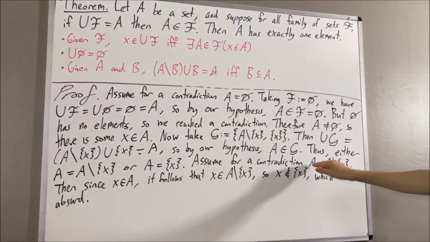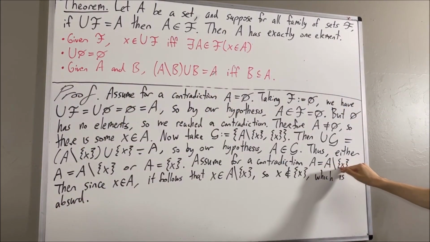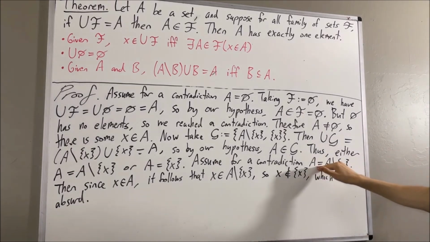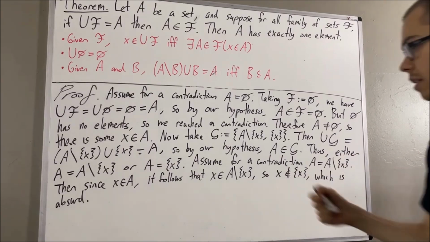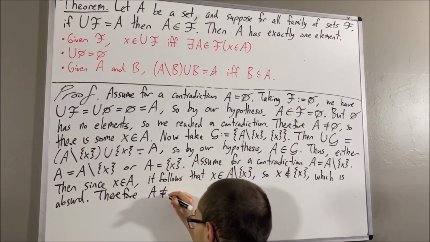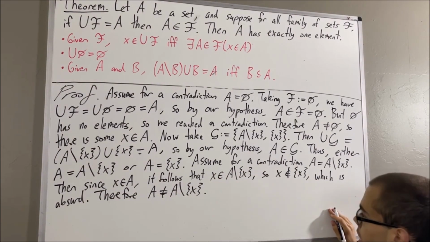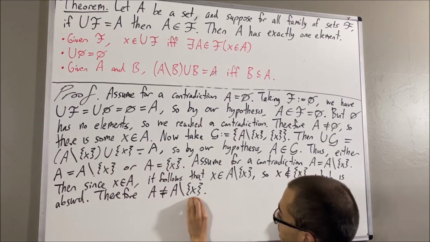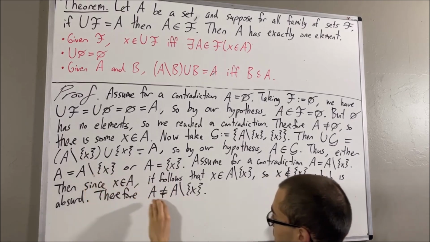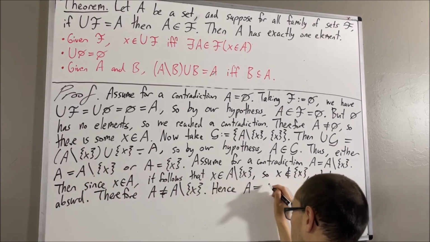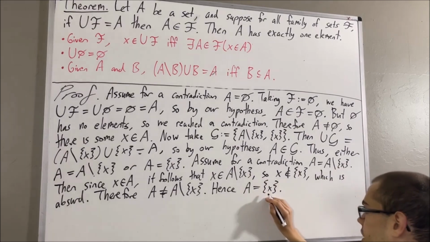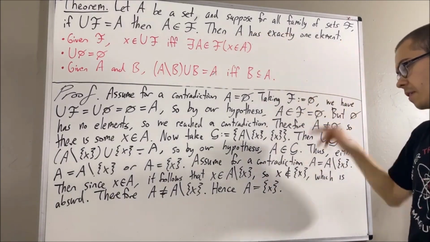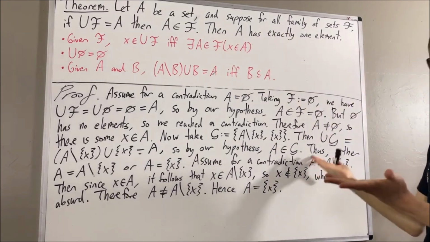So our assumption that A is equal to A set minus the singleton set of X led us to a contradiction, so we must instead have that A is not equal to A set minus the singleton set of X. So putting this together, we have that either this is true or this is true. But we've eliminated the possibility that this is true, so we must instead have that this is true. So A is equal to the singleton set of X. This tells us that A has exactly one element, namely X. And that's exactly what we want to prove.